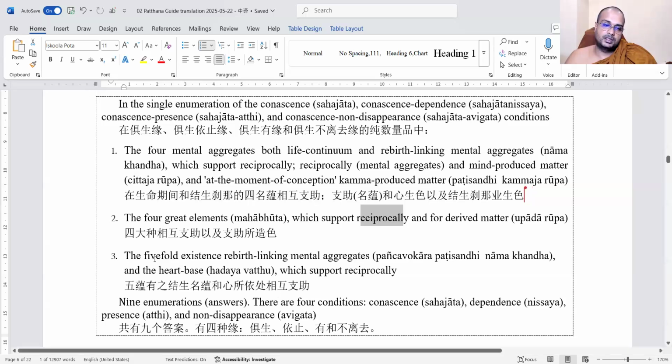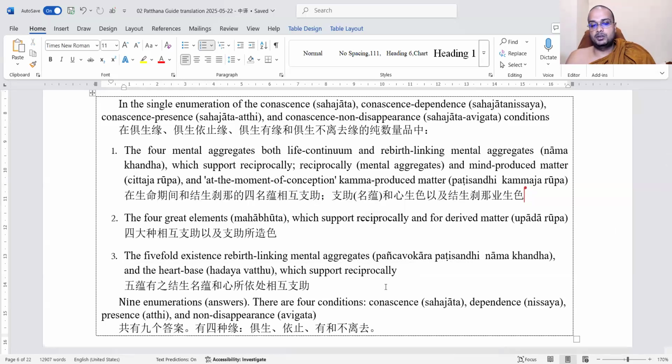Right, and the third part is the 5-fold existent rebirth linking mental aggregates, in Pali called Pancavokara Patisandhi Namakkhandha, and the heart base, which support reciprocally. So this is something special. At the moment of the rebirth, the heart base is supporting the rebirth linking mental aggregates, and the rebirth mental aggregates are supporting the heart base. So that's why it's called supporting reciprocally.